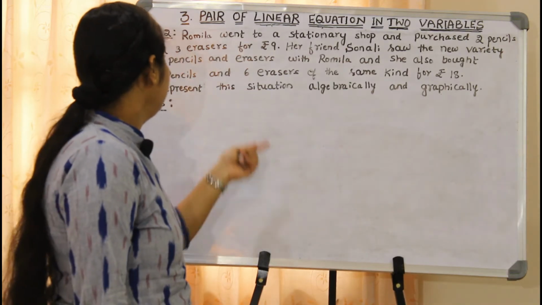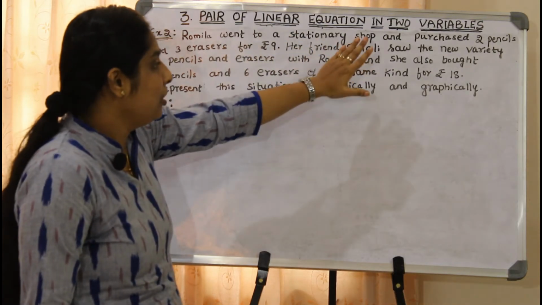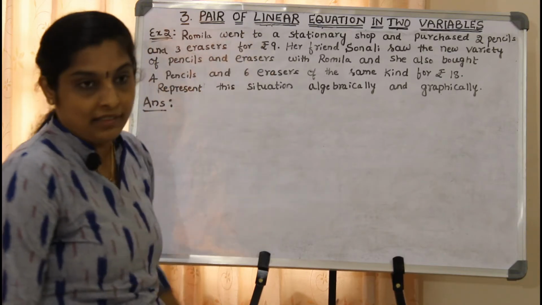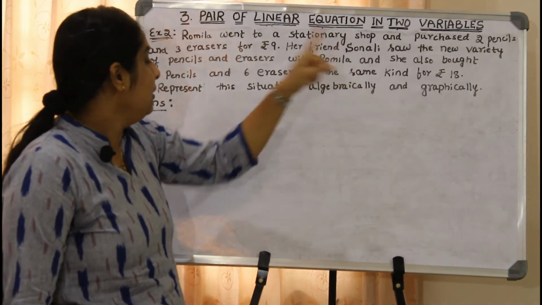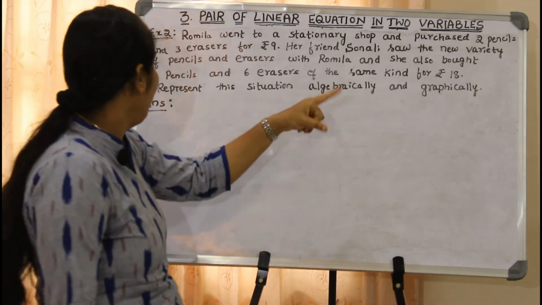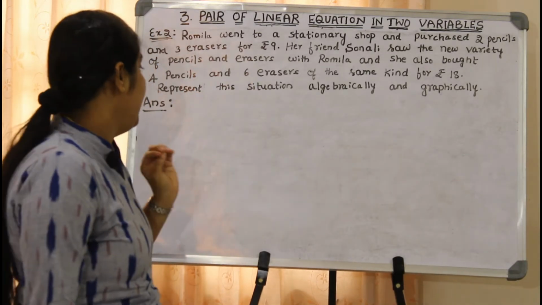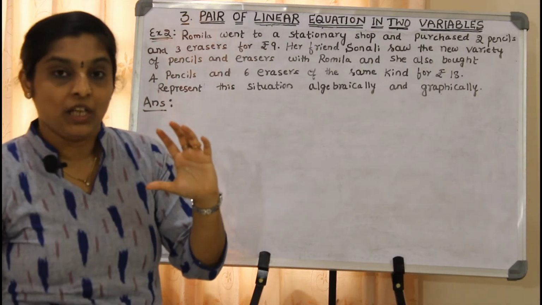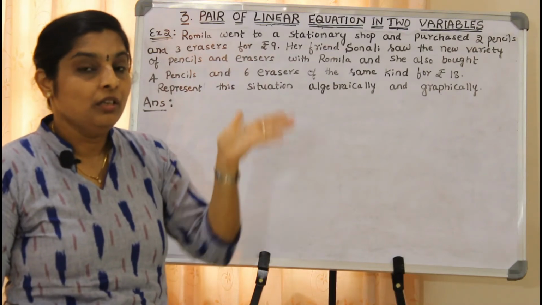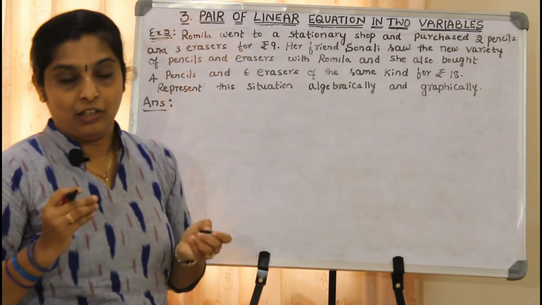Let us consider the second example here. The example says Romina went to a stationery shop and purchased 2 pencils and 3 erasers for ₹9. Her friend Sonali saw the new variety of pencils and erasers with Romina and she liked it, and she also bought 4 pencils and 6 erasers of the same kind for ₹80. You have to represent this situation again, first algebraically, then the algebraic equations into a graph form, or geometry. Okay, first let us write the algebraic equation.